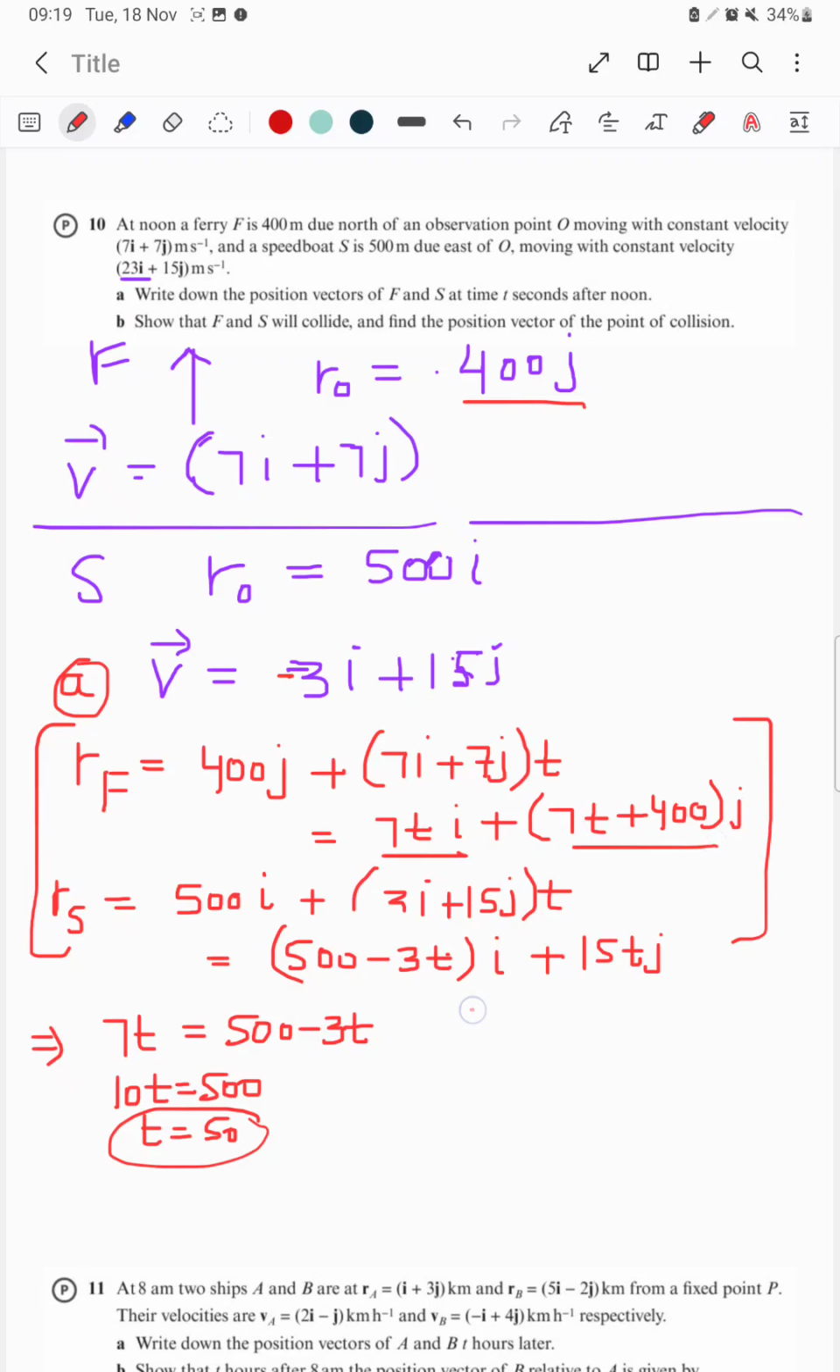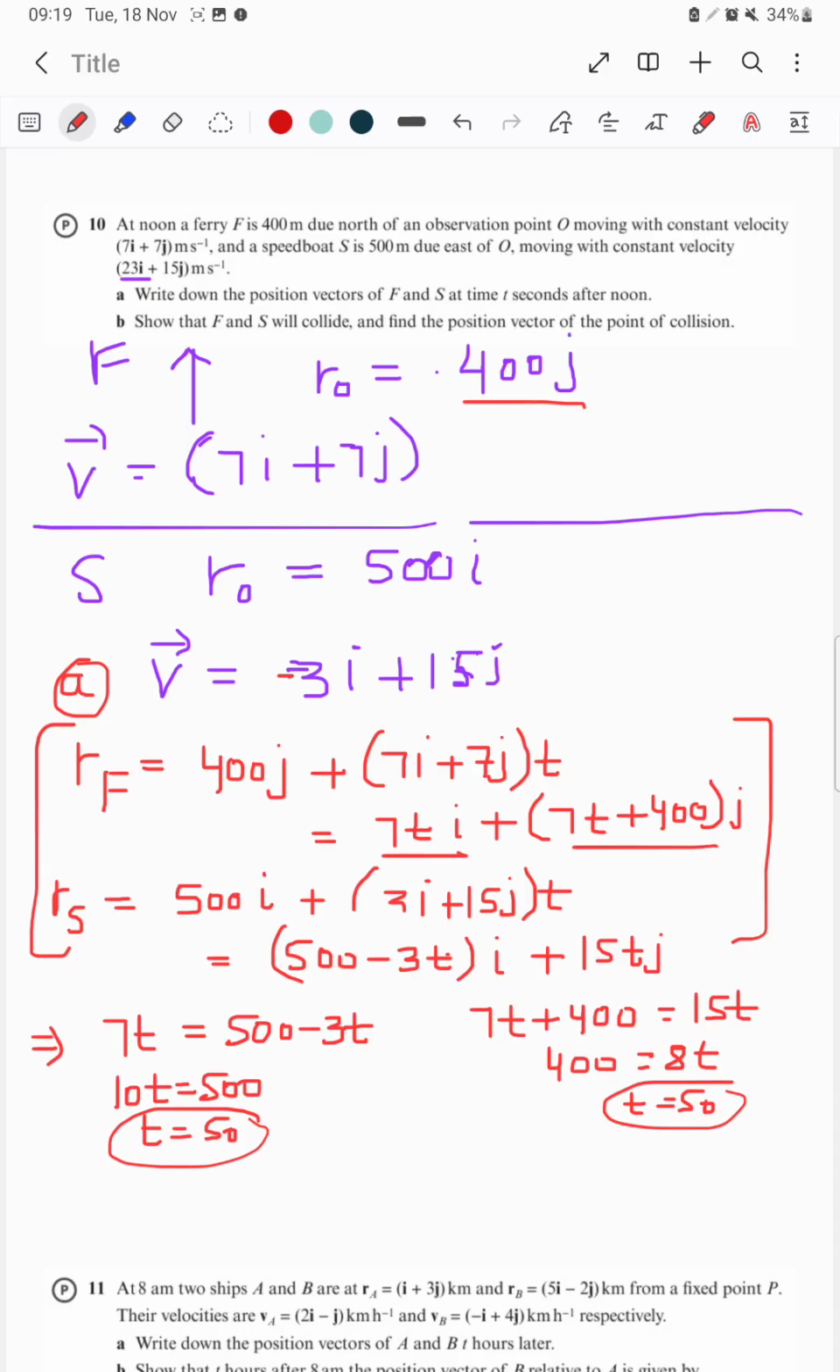Let's see if it is the same for the other. The j component of the other one is 7t plus 400, and that is equal to 15t. So 400 is equal to 15 minus 7, which is 8t. So t is equal to 50. So in both cases we are getting t as 50. So after 50 seconds, yes, they are going to collide.